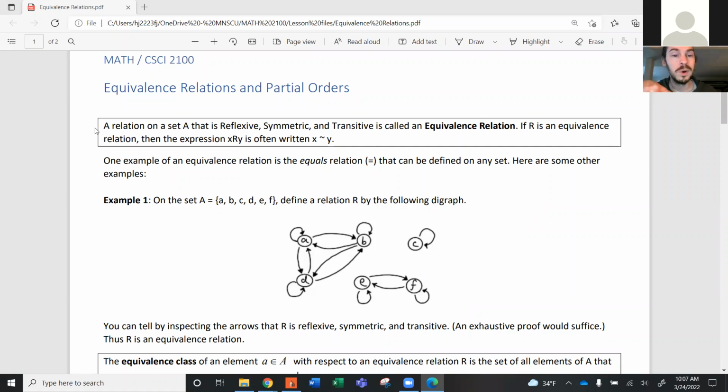Today, we're going to dive into section 9.5. Section 9.5 is all about a particular type of relation that's really common and useful in a certain way. That type of relation is called an equivalence relation. There's a lot of different examples of equivalence relations, but some of them are very, very familiar.